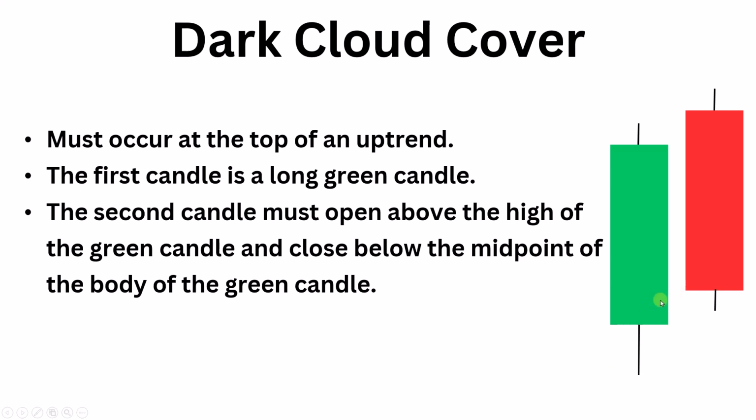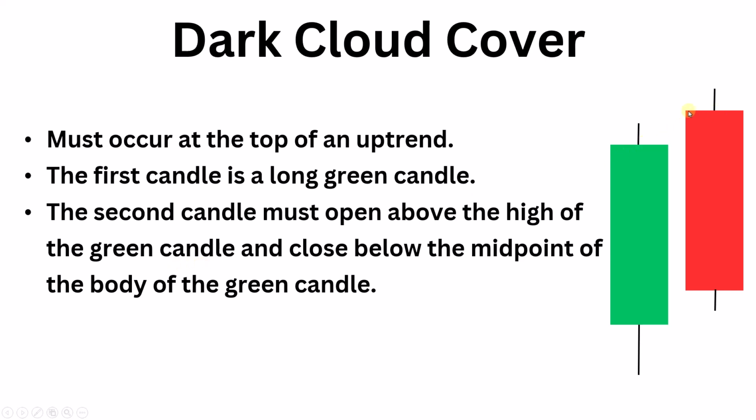Now let us learn about the characteristics of dark cloud cover. First is that this must occur at the top of an uptrend. There must be an uptrend, and at the end of the uptrend, this pattern must form. The first candle must be a long green candle, meaning bulls must be controlling the price here. Then the second candle must open above the high of the green candle.